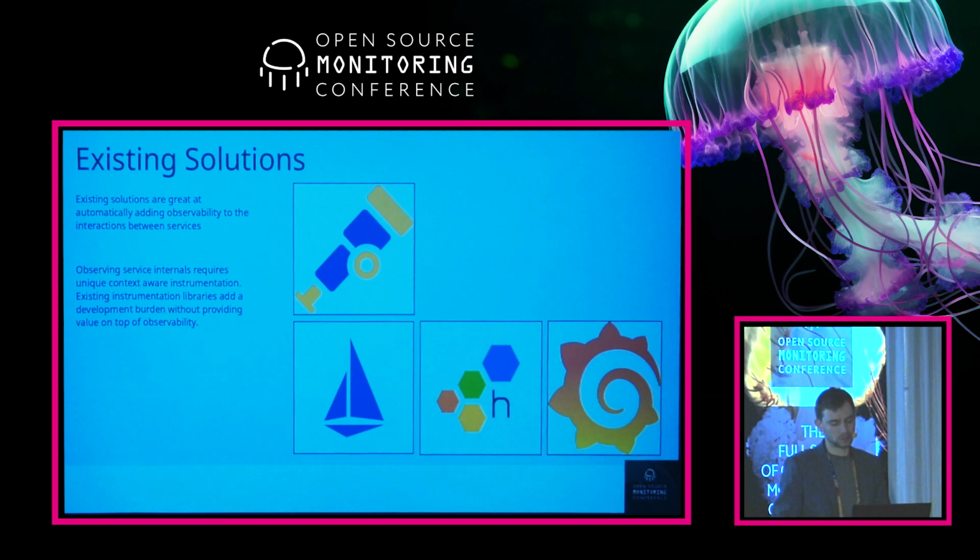And then you have full-fledged observability suites. You have Grafana Cloud, you have Honeycomb, things in that area. Again, those don't provide you instrumentation in your services. You still have to do that manually, and then they aggregate the results and help you visualize and understand the data. If you want to observe the service internals, it requires a context-aware implementation for your service. And we found that the existing libraries didn't handle the use case we wanted, and they added a development burden without adding the value that we really needed.